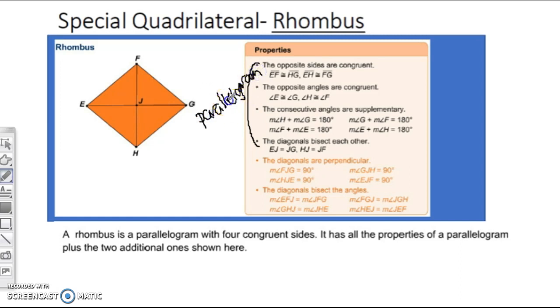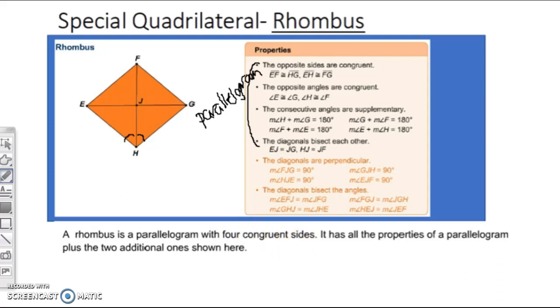Ooh, I can barely fit that. Now these are the two properties that are true for a rhombus. All four of these are also true, but these are the two specific ones for a rhombus. The diagonals are perpendicular, and the diagonals bisect the angles. So like this angle is congruent to that angle. Those are your special properties of rhombuses. And just so you know, a rhombus is a parallelogram with four congruent sides.